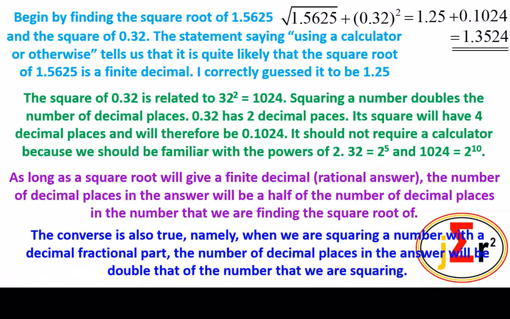The converse is also true, namely, when we are squaring a number with a decimal fractional part, the number of decimal places in the answer will be double that of the number that we are squaring, which of course again seems to be a lot. But in this particular case, we can clearly see that with 0.32, which when we square, we have 2 places of decimal here, and the answer will have 4 places of decimal when we square it, which means that we doubled the number of decimal fractional places.